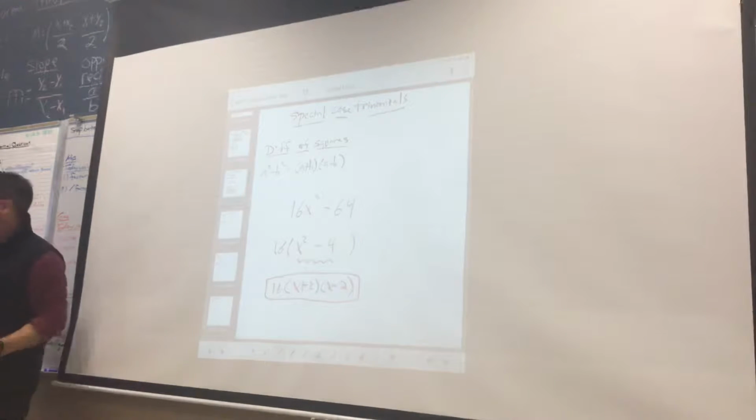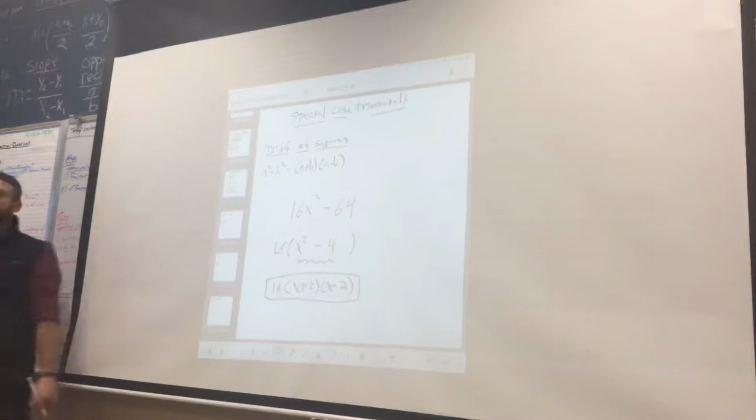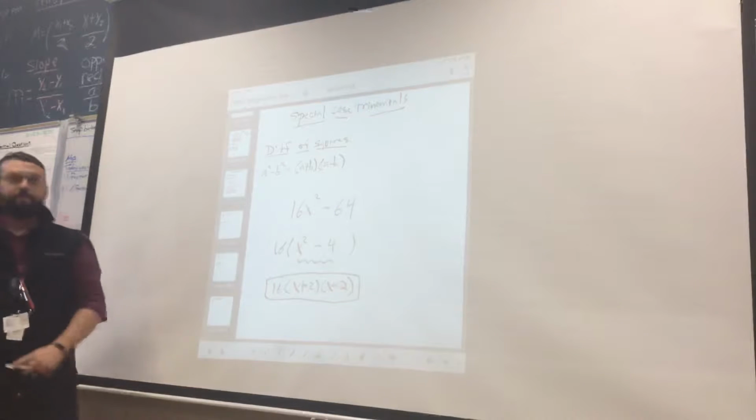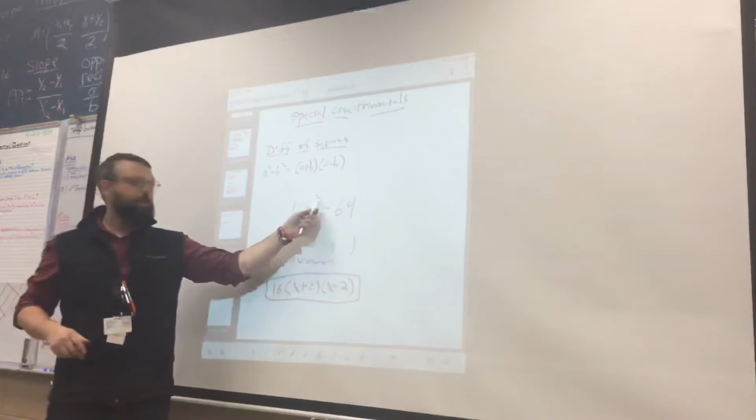Is it? I'm sorry, my bad. So why are you only factoring 16? He means, why are you just taking out 16? Because that's the GCF. I mean, remember, that's the first thing you always look for.